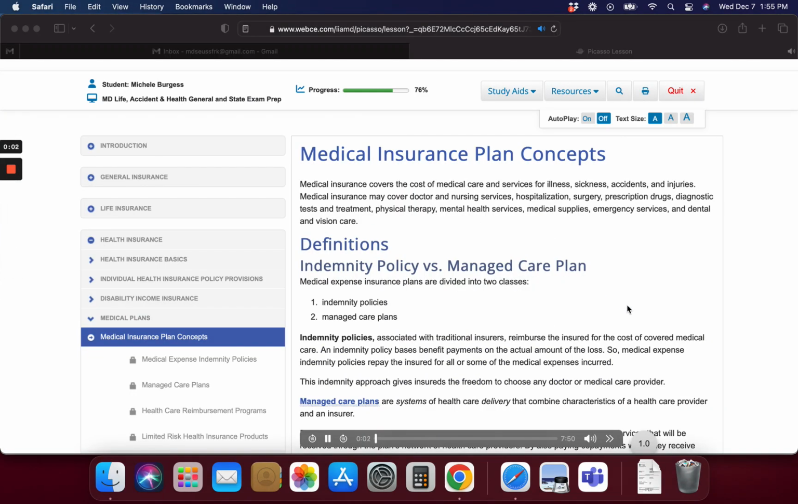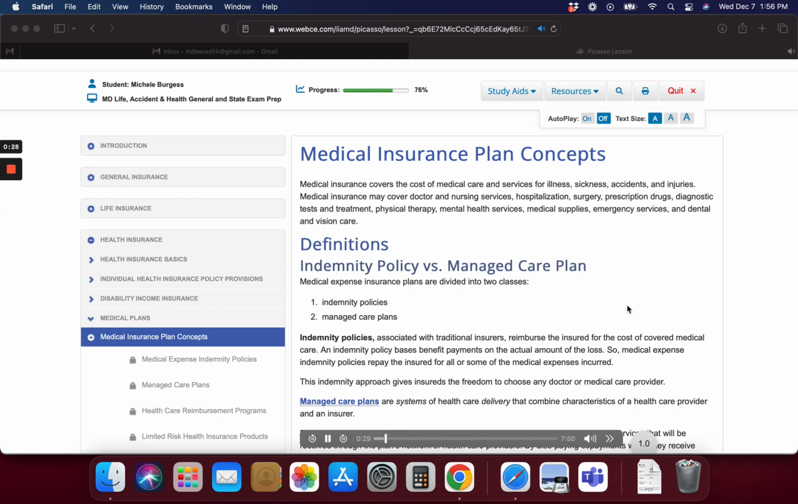Concepts. Medical insurance covers the cost of medical care and services for illness, sickness, accidents, and injuries. Medical insurance may cover doctor and nursing services, hospitalization, surgery, prescription drugs, diagnostic tests and treatment, physical therapy, mental health services, medical supplies, emergency services, and dental and vision care.